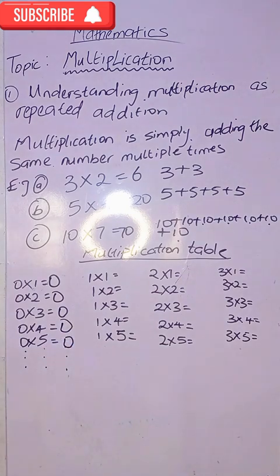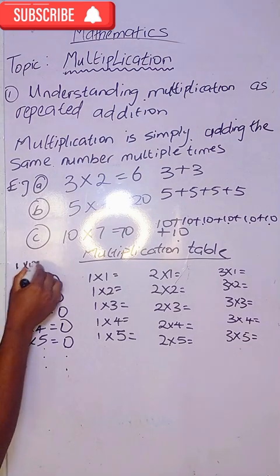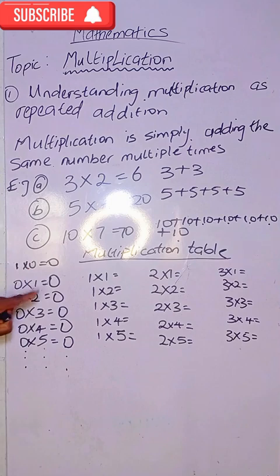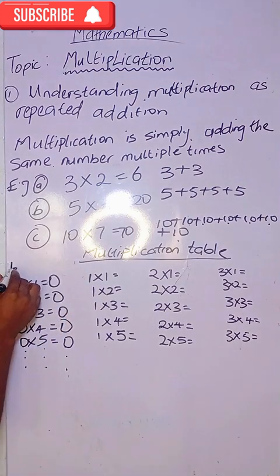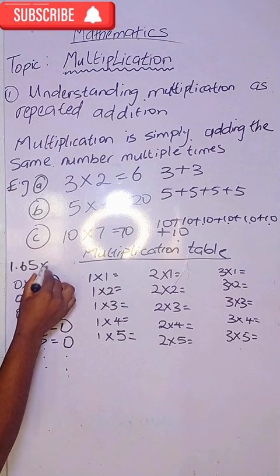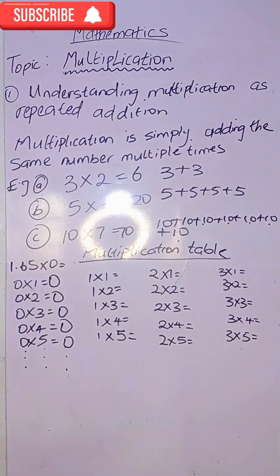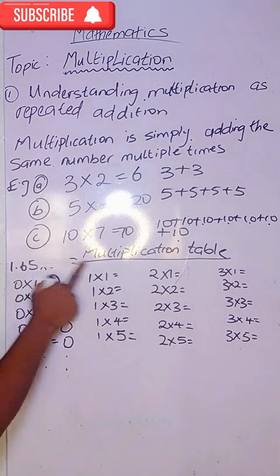So what do we observe from here? We observe that anything times 0 gives us 0. Even if you are asked 1 times 0, it will give you 0. So far there is a multiplication and there is a 0, it gives us 0. Imagine if you are given 1.65 times 0. What will be your answer? 0. Why? Because there is a multiplication and there is a 0 here.